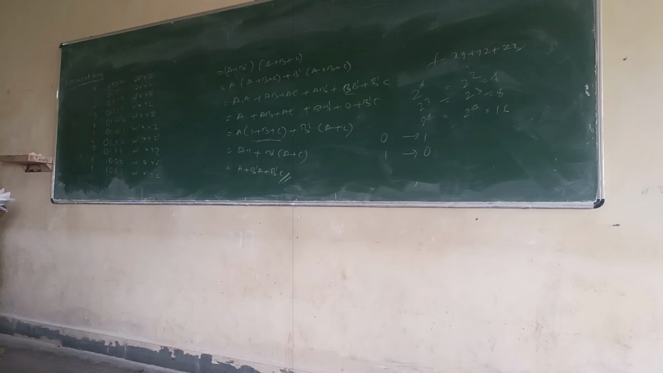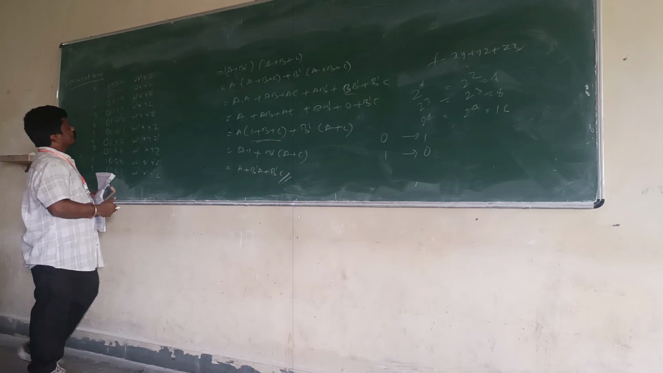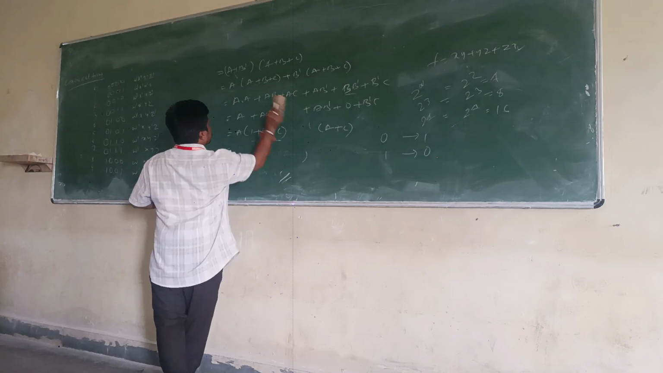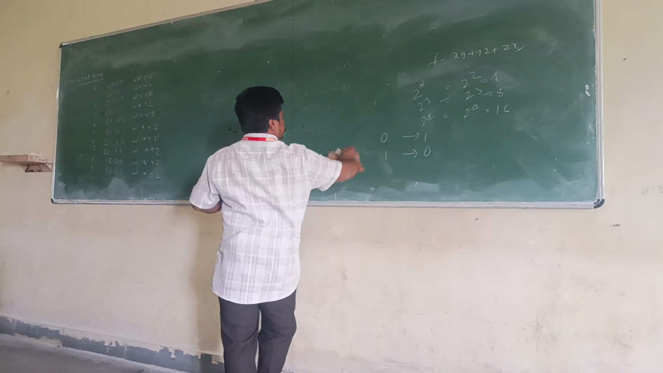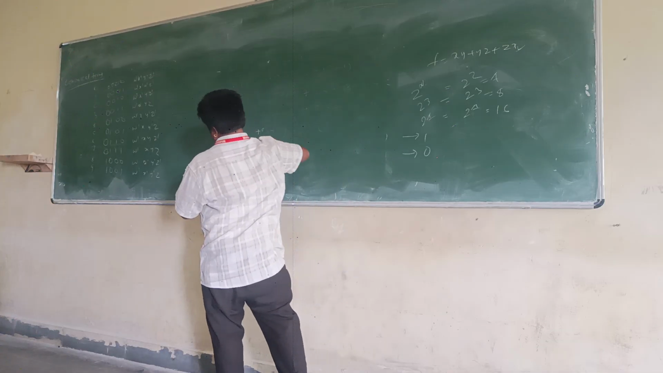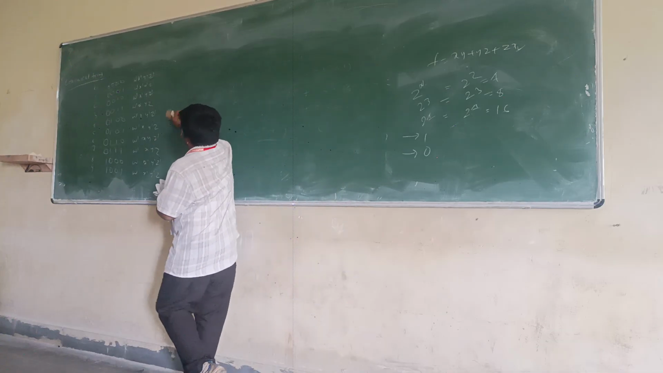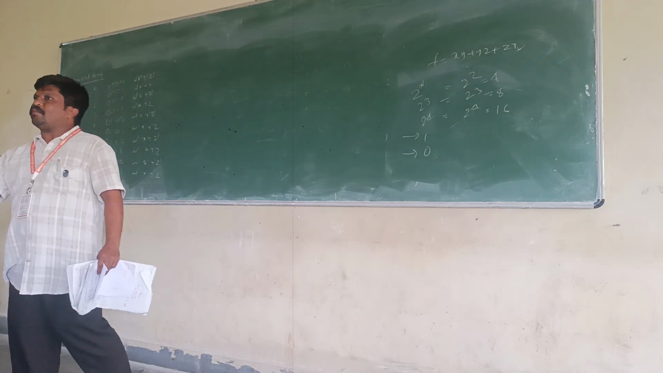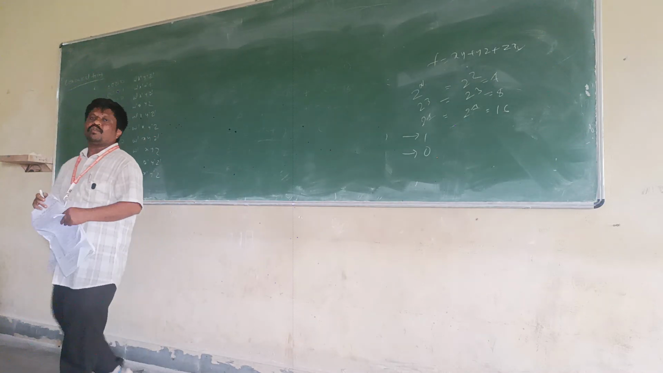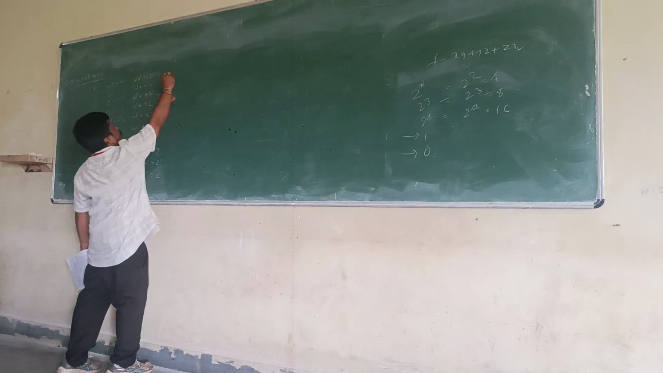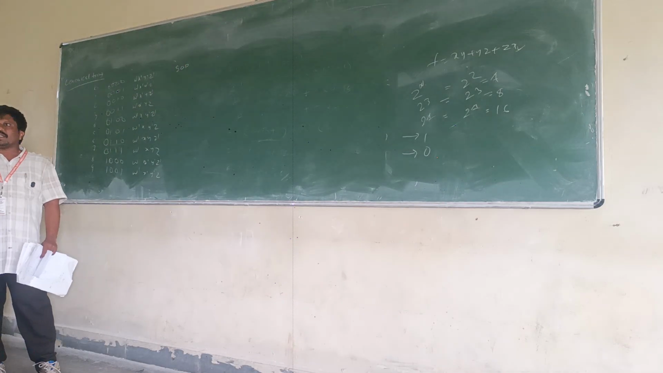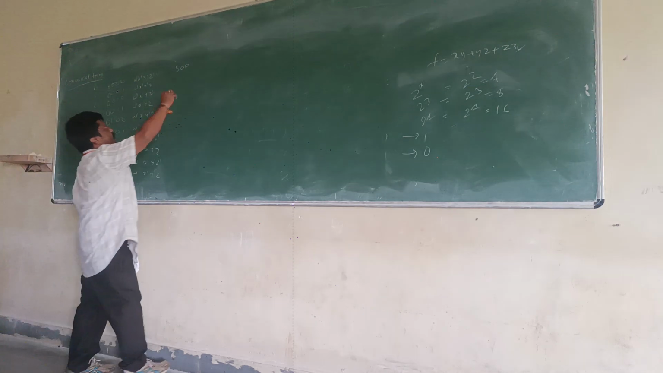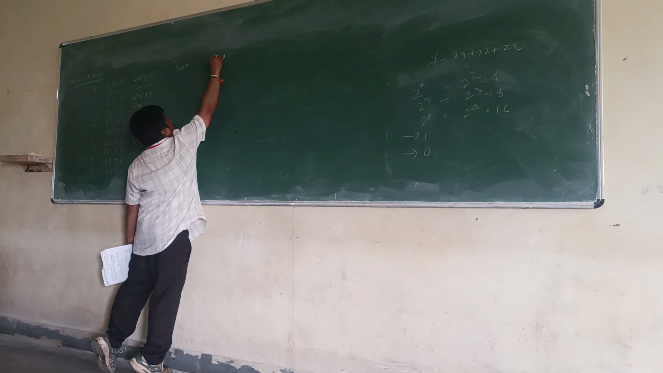Okay, canonical forms. There are two types. One is the SOP, that's nothing but the sum of products. Another one is the POS, which is nothing but the product of sums.